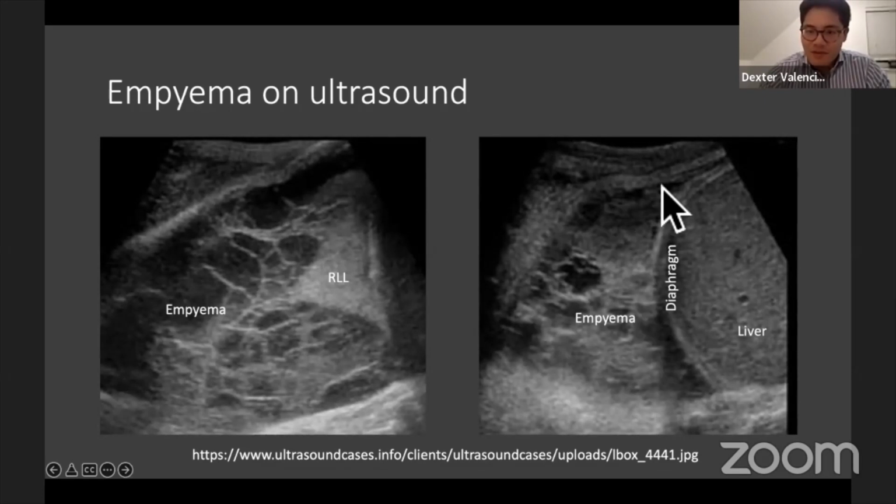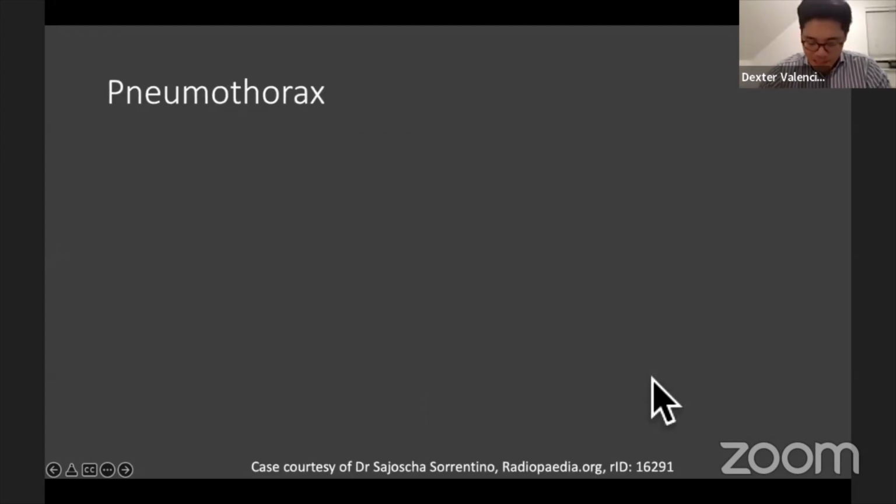So here we have the pleural space. Here we have the diaphragm and the liver. So this is the right side of the lung, and this is what it looks like in ultrasound.